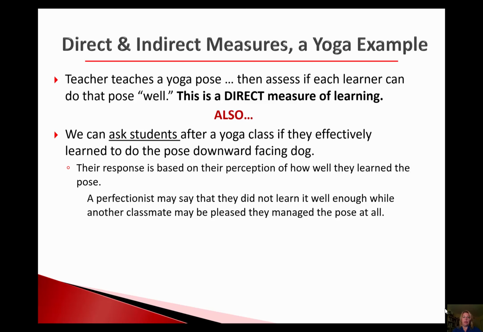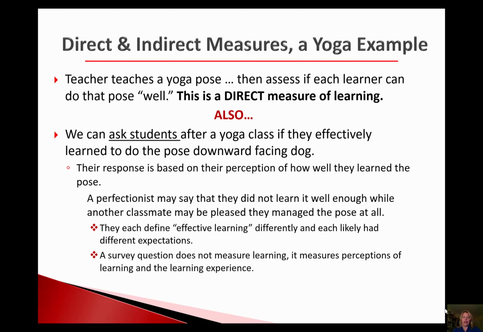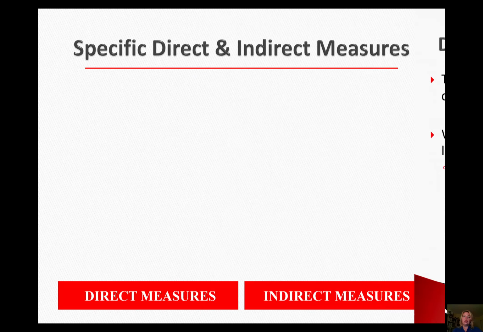It's their perception. It's still important, but not for measuring learning, but for measuring different aspects of the learning experience. They each define effective learning differently, and they each likely had different expectations. A survey question does not ever measure learning. It measures perceptions of learning and the learning experience, which is valuable, but not when we're trying to determine if learning actually occurred. Surveys are indirect measures of learning.